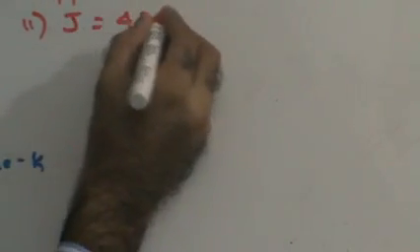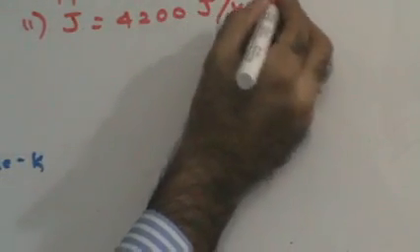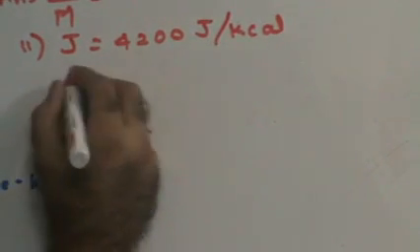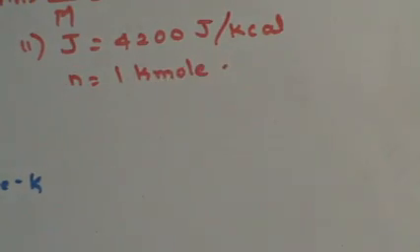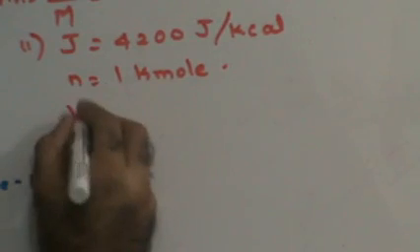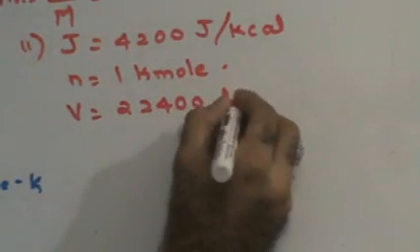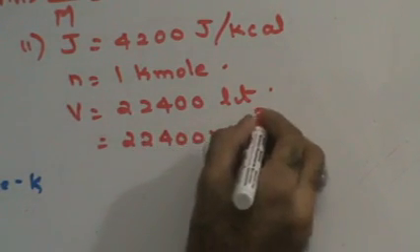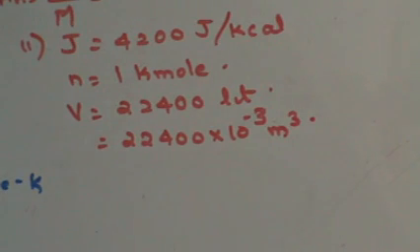Calculate the difference between the molar specific heats if J is 4200 joules per kilocalorie and 1 kilomole of gas occupies 22,400 liters at NTP.